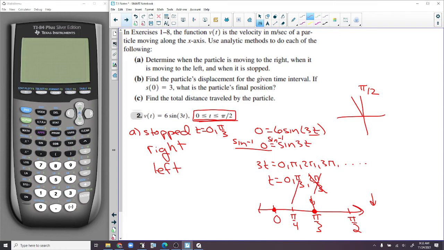All right, now if we plug pi over 4 in here, sine of 3 pi over 4, the sine is still positive, times 6 is still positive. If we plug pi over 2 in there, we get 3 pi over 2, which is negative. So now negative. We're moving to the right on 0 to pi over 3, and we're moving left on pi over 3 to pi over 2. But pi over 2 is not a 0. That actually has a negative value there. The velocity does. So it's moving left there.